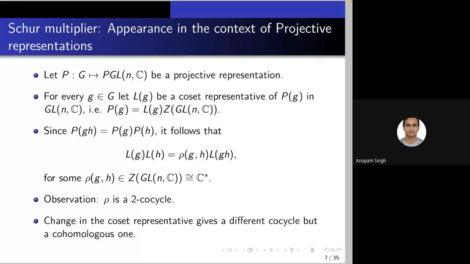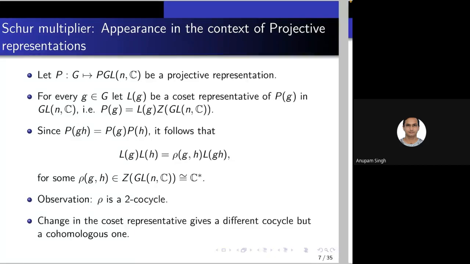No problem. Okay, so rho(g) equals L(g) Z(GL_n(C)). Then again rho(gh) equals rho(g)rho(h), and this gives us a map from G cross G to Z(GL_n(C)), but Z(GL_n(C)) is nothing but C star, so this gives us a 2-cocycle. So that way, while studying projective representations, the Schur multiplier comes. Of course, I'm not going to prove what Schur discovered.